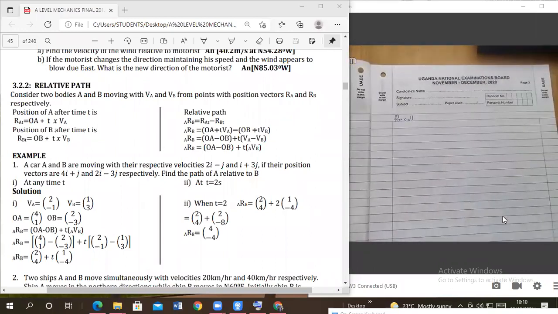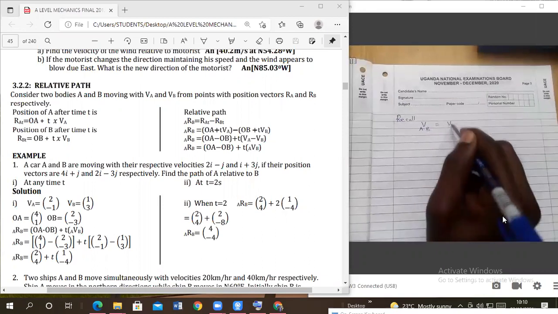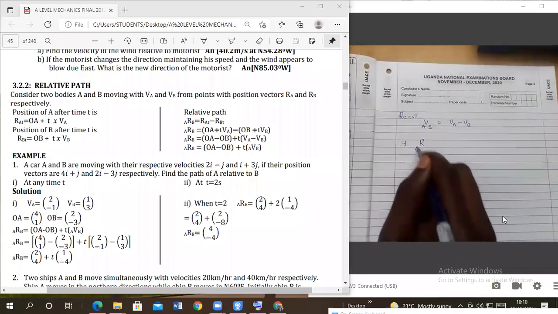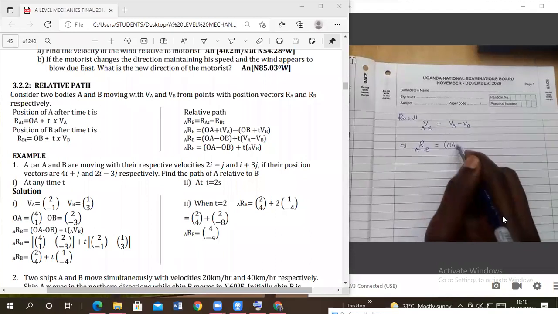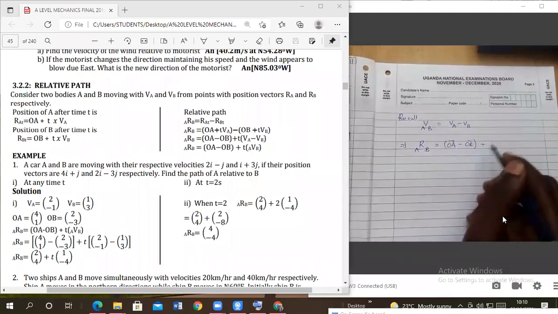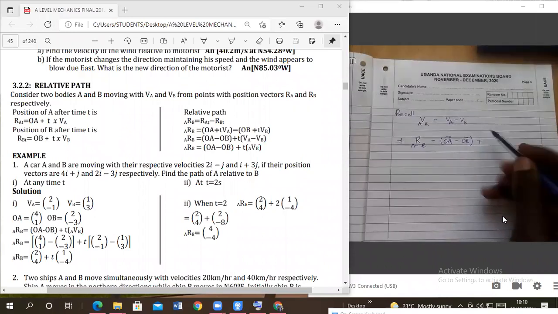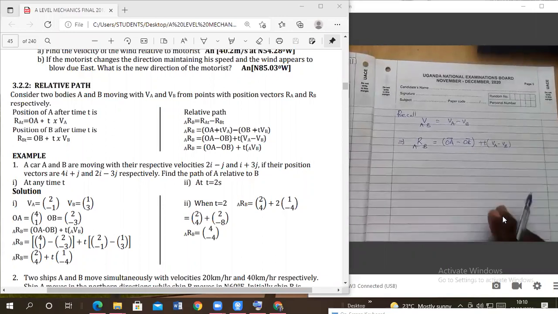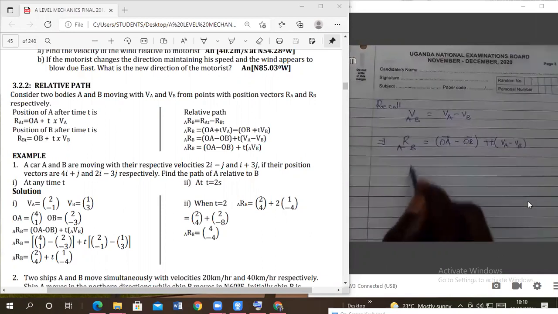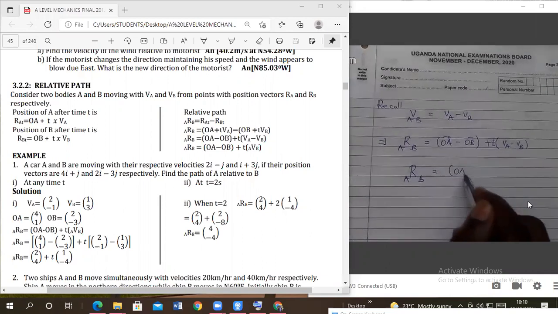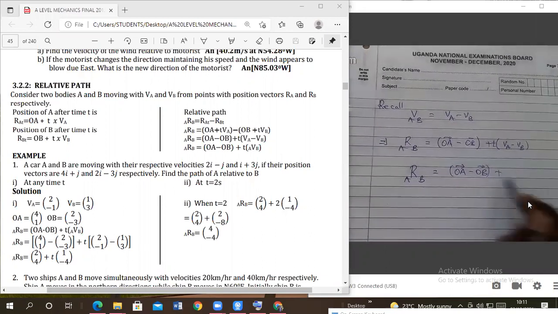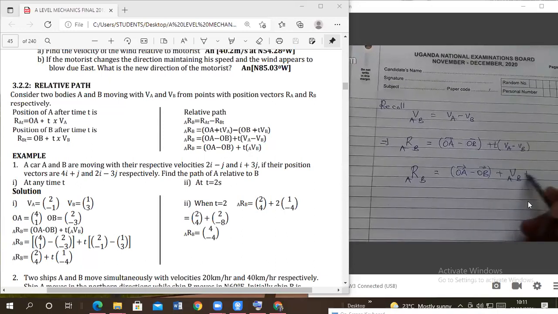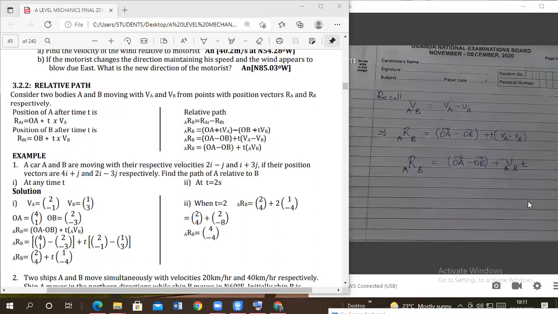Recall that the relative velocity v_AB is v_A minus v_B. It implies now that relative path AB will be equal to OA minus OB plus, now you see that time is common there. When I pull out time t, I remain with v_A minus v_B, which is the relative velocity v_AB times t. So that's the most important thing there. Okay?